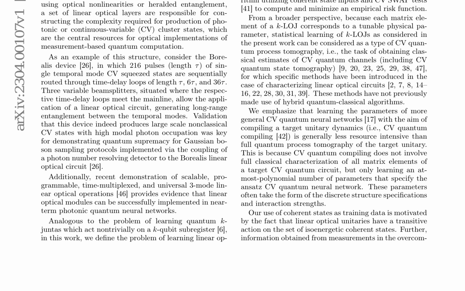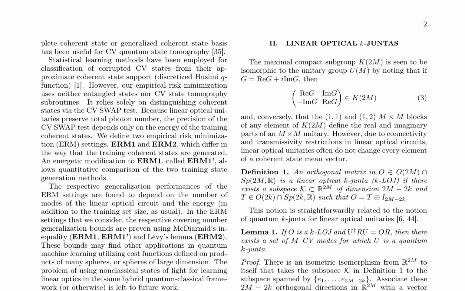Unlike previous methods, the hybrid quantum classical algorithm uses coherent state inputs, enabling efficient and adaptive learning of linear optical K juntas. Linear optical K juntas, KLOJ, are orthogonal matrices in O(2M) ∩ Sp(2M, R) that preserve a subspace of dimension 2M-2K and can be represented as a direct sum of the identity and a 2K-dimensional symplectic matrix. In continuous variable, CV, quantum information processing, KLOJ are intimately connected with quantum K juntas.